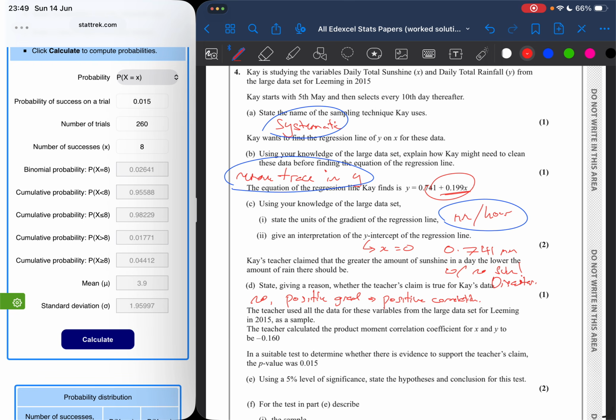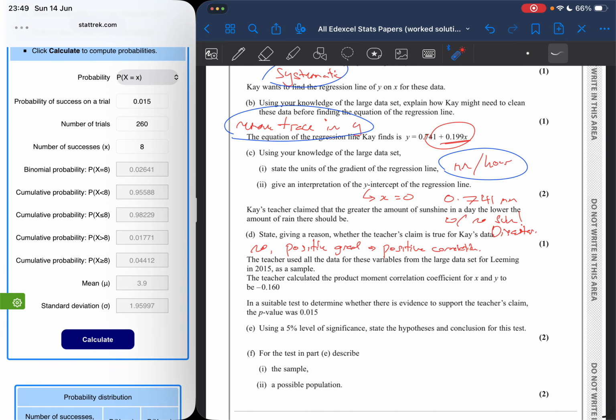Lovely, looks good. The teacher used all the data for these variables from the large data set from Leeming in 2015 as a sample. We've got the PMCC, negative 0.160. In a suitable test, p-value 0.015. Using 5%, state the hypotheses and conclusion for this test. So, hypotheses, let's get a null. Let's get an alternate. What they're actually trying to do, the teacher's claim, that's what our hypotheses are always about.